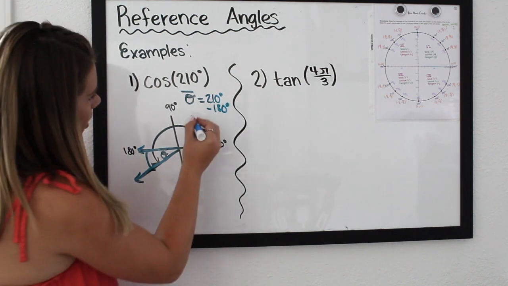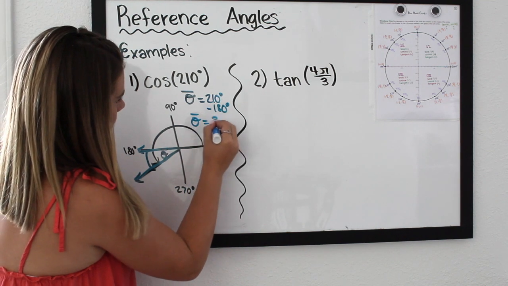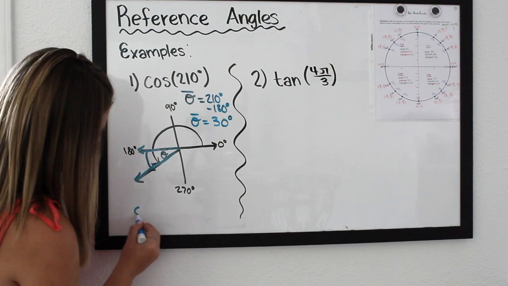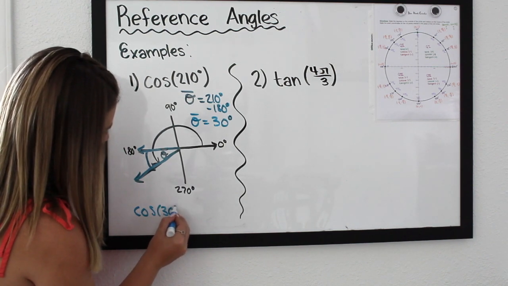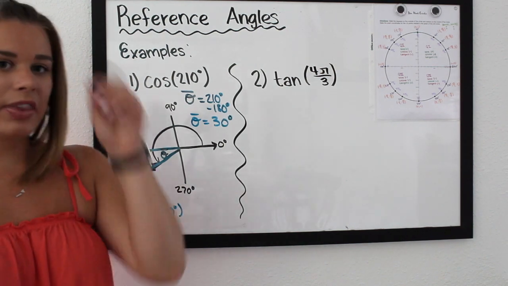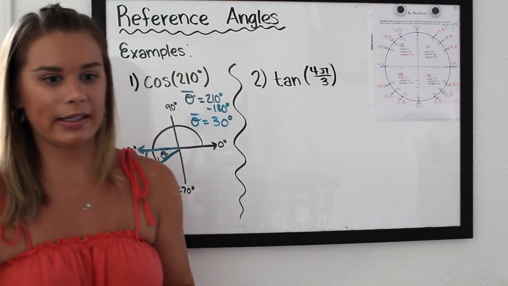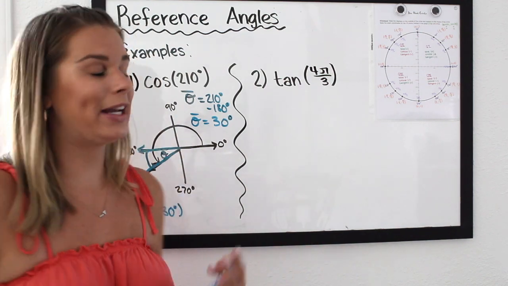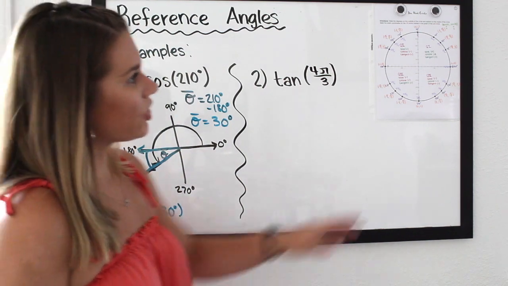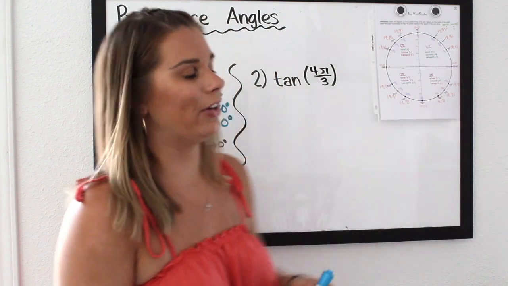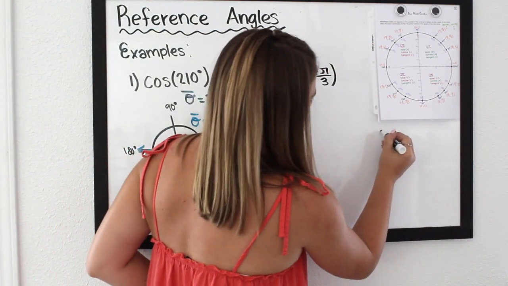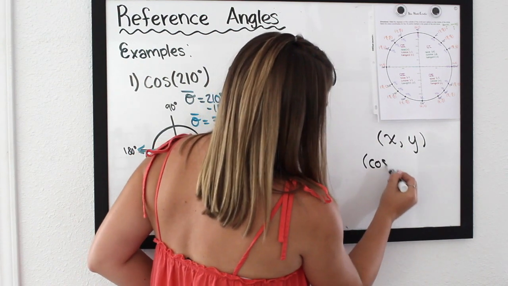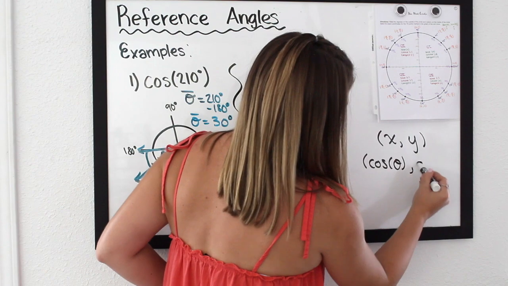Okay, so it looks like our reference angle is 30 degrees. Now I can evaluate cosine of 30 degrees. One thing we need to remember is that when you look at your unit circle, or you might have this memorized by now, it's up to you, our x coordinate is always cosine of theta. I'll write it a little bigger. So when we have our coordinates x, y, our x is cosine of theta, and our y is sine of theta.